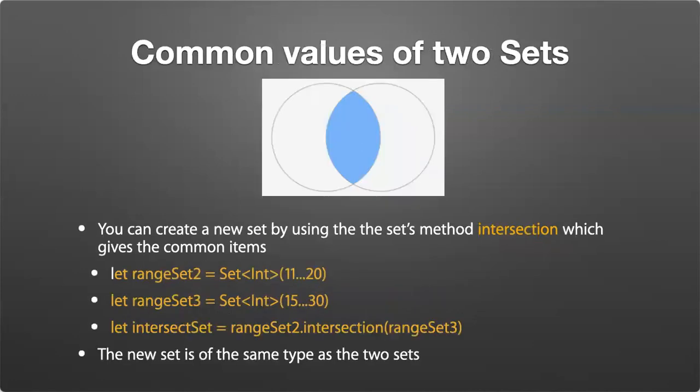Now we can also find common values using intersection, which is where we find what is common between the two sets. So if we have rangeSet2, which is 11 to 20, and rangeSet3, which is 15 to 30, then we can have the intersectionSet, which is rangeSet2 intersection with rangeSet3. And this will give you any values that are common between them, which in this case will be 15 to 20. Yeah. Okay, so that's fairly straightforward.